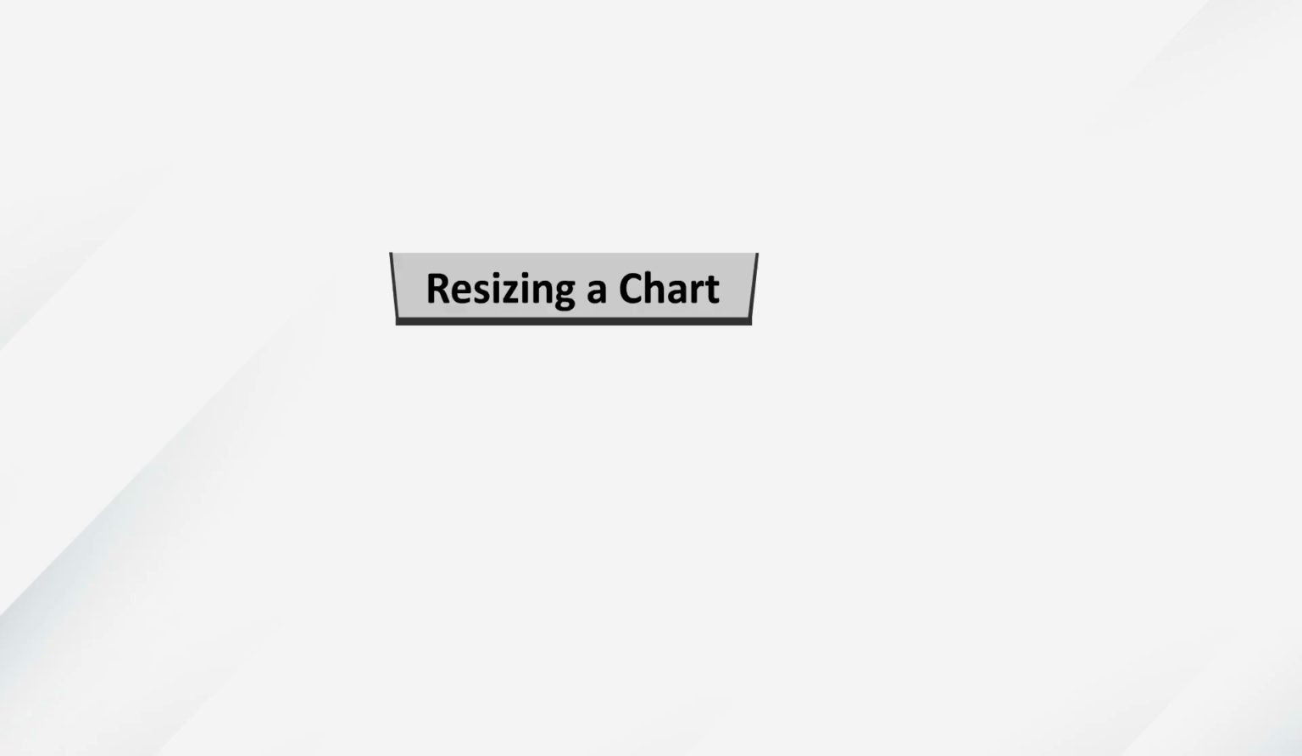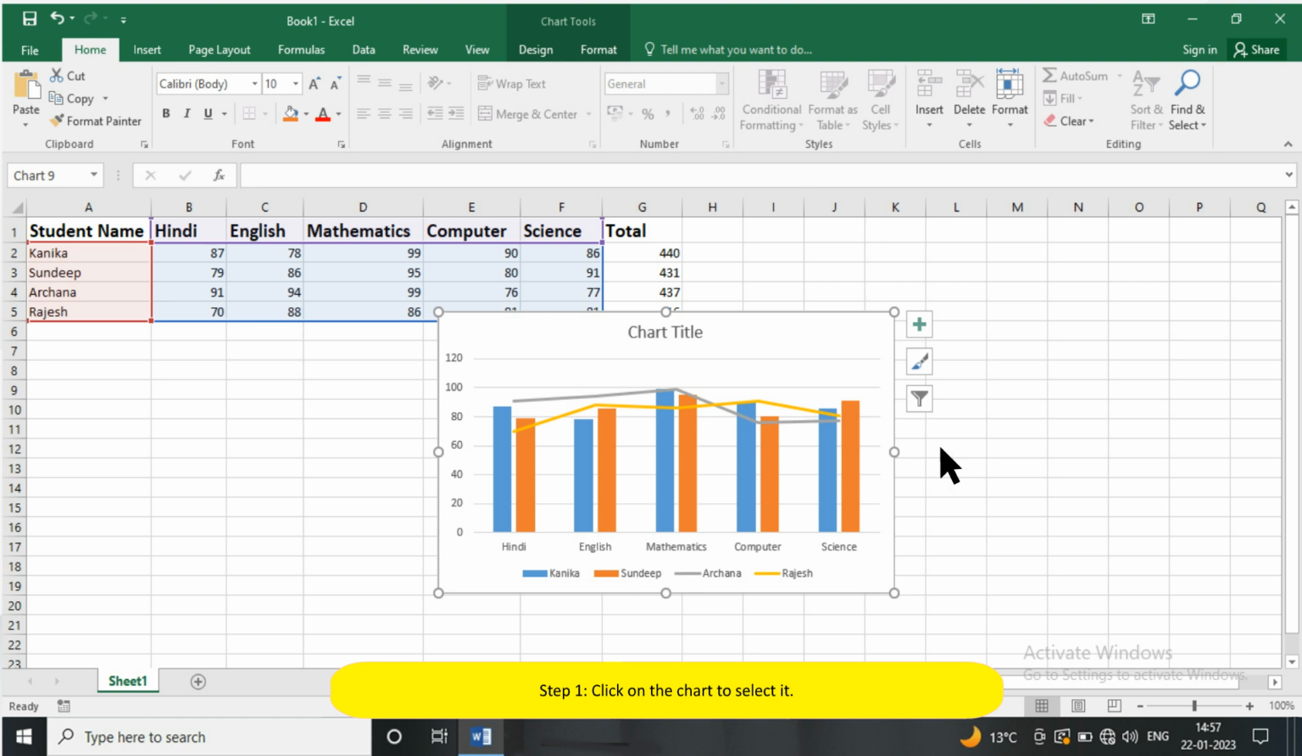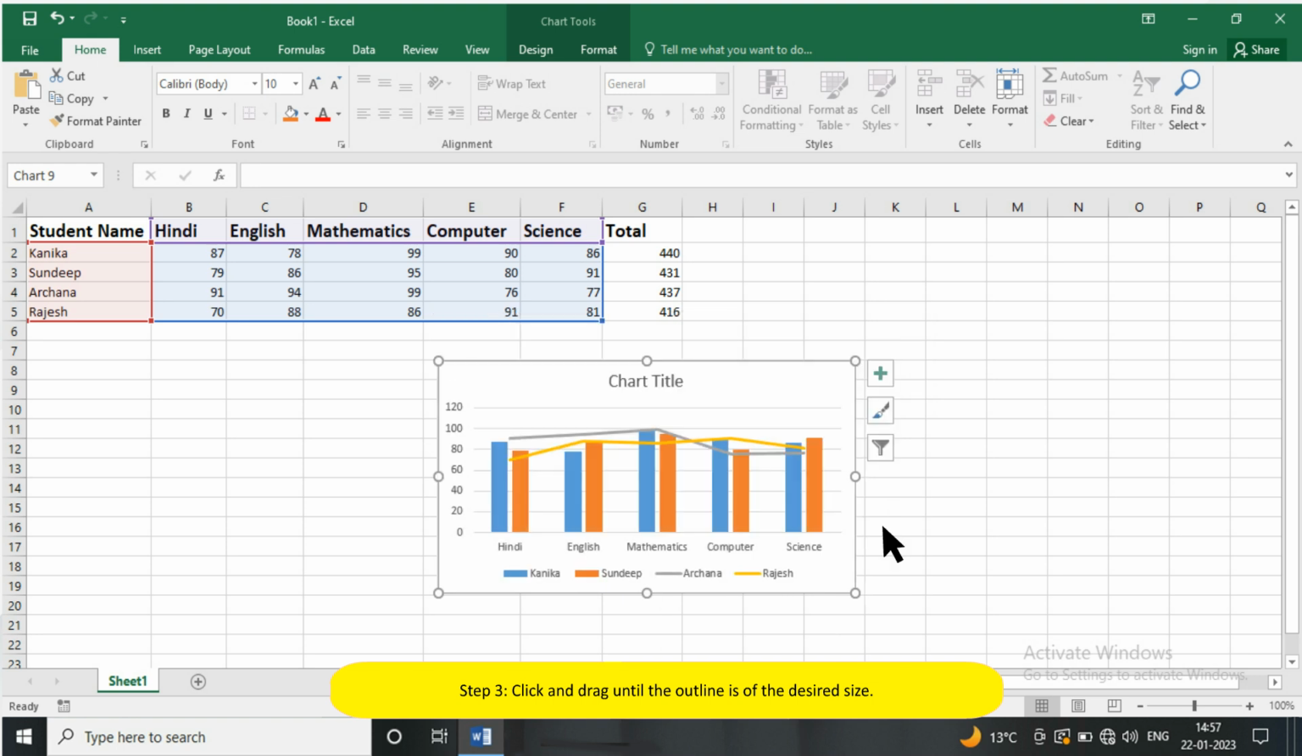Resizing a chart. To modify or resize the size of a chart in the worksheet, follow the given steps. Step 1. Click on the chart to select it. Step 2. Move the pointer over its resizing handles. The pointer changes into a double-headed arrow. Step 3. Click and drag until the outline of the chart is the desired size.